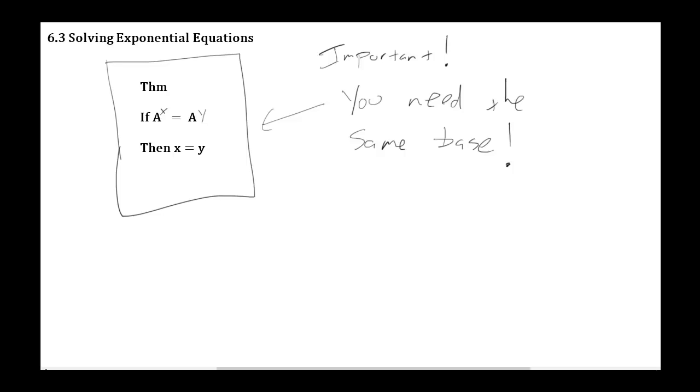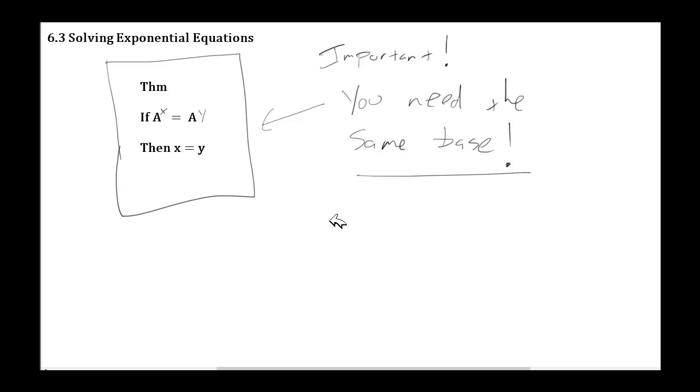Hello everybody, we're in section 6.3 and we're going to look at solving some exponential equations. To solve an exponential equation, this is really the only theorem, or the only tool, that you have: if you have a to the x equals a to the y, then x is equal to y. What this is telling you is that you need the same base. If you have the same base and an equal sign, then the exponents have to be equal.